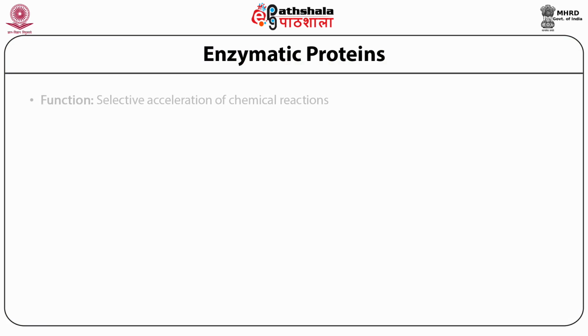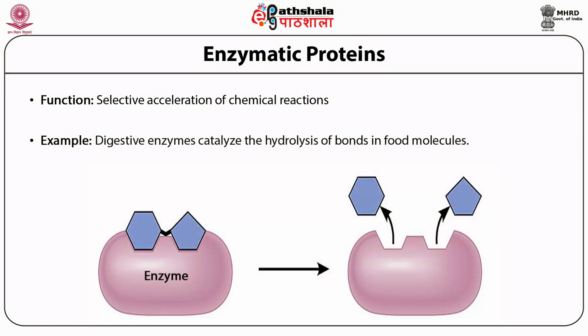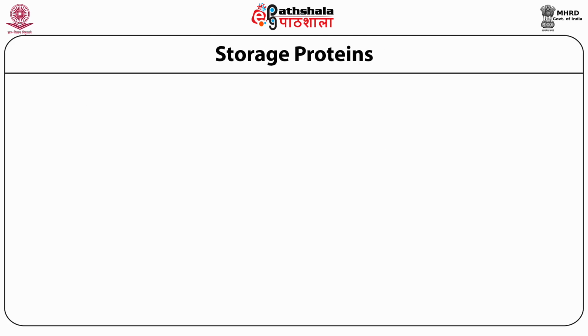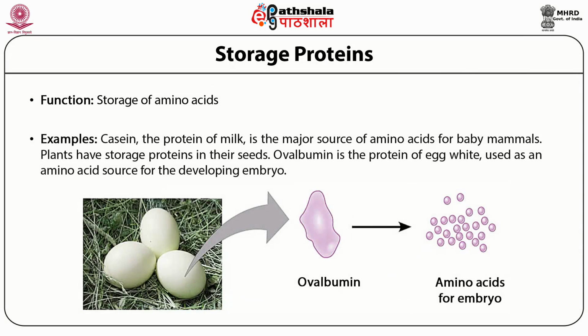Enzymatic proteins: the function of enzymatic proteins is selective acceleration of chemical reactions. Examples are digestive enzymes, which catalyze the hydrolysis of bonds in food molecules. That means the enzyme binds at the active site and is released after the reaction is over. Storage proteins: the function is storage of amino acids. For example, casein, the protein of milk, is the major source of amino acids for baby mammals. Plants have storage proteins in their seeds. Ovalbumin is the protein of egg white, used as an amino acid source for the developing embryo.